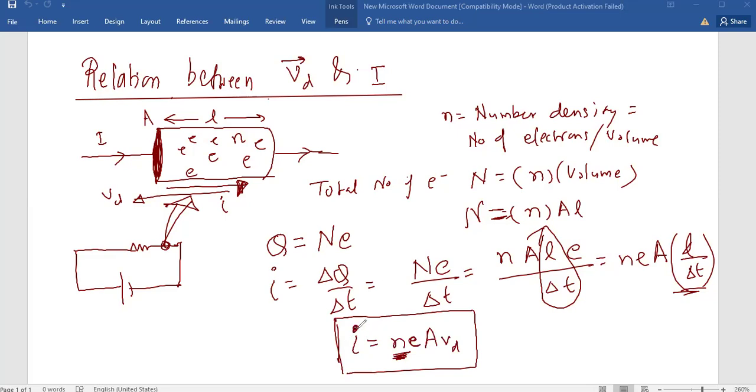So this is the relation, which shows that current is directly proportional to drift velocity. If drift velocity increases, current will increase. If drift velocity decreases, current will decrease. Okay? Excellent.